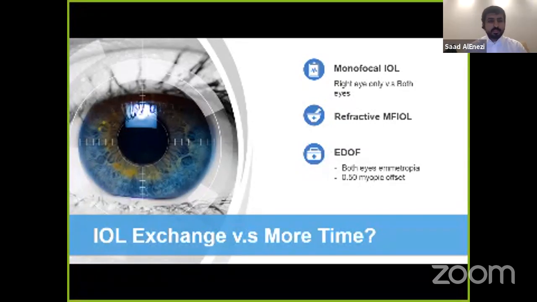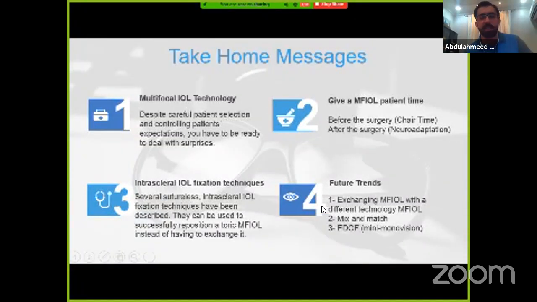Hamid, can you conclude, please, if you have anything? Yes, actually, I'm concluding just with my take-home messages. Multifocal IOL technology, as the panelists have said earlier, it's a complicated technology. It needs careful patient selection. And even when you control the patient's expectations, you have to be ready to deal with any surprises as they arise. And you have to give the multifocal IOL patient time before the surgery in the form of chair time and after the surgery for new adaptation.